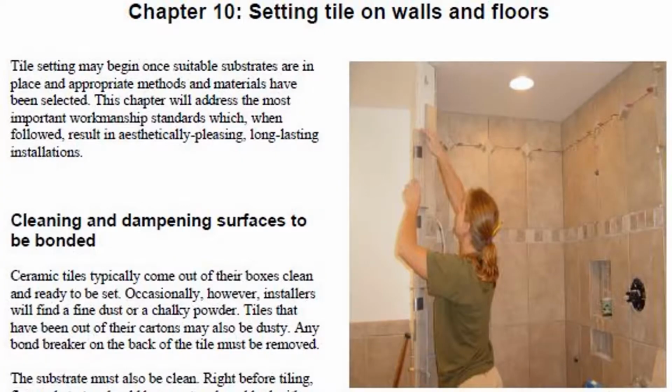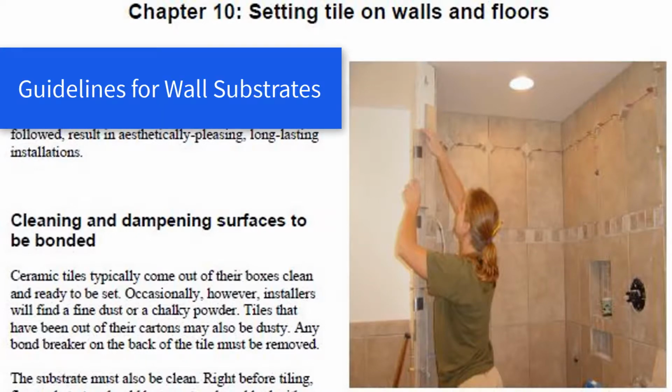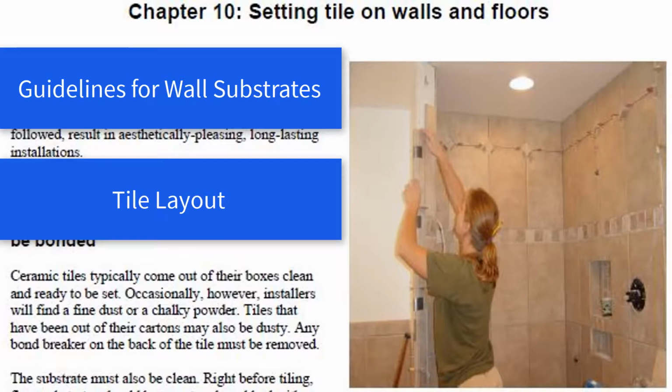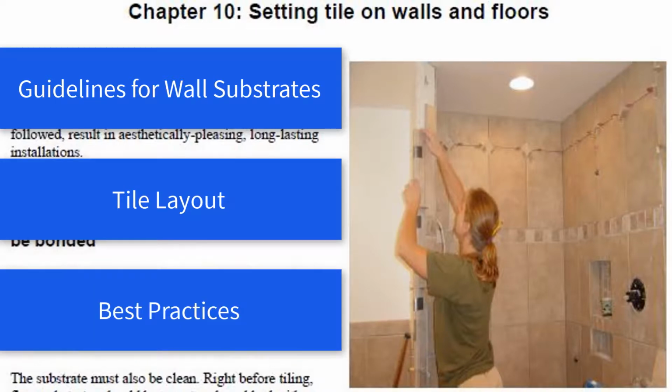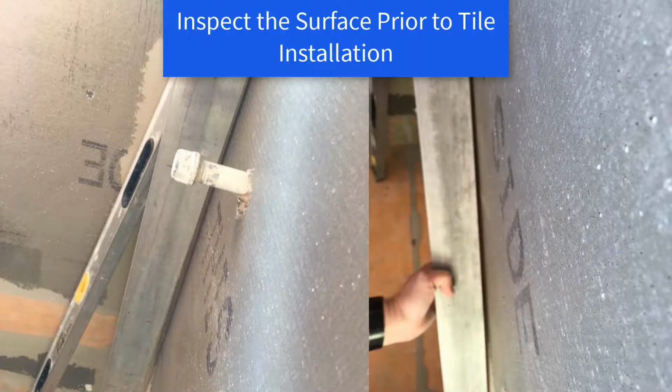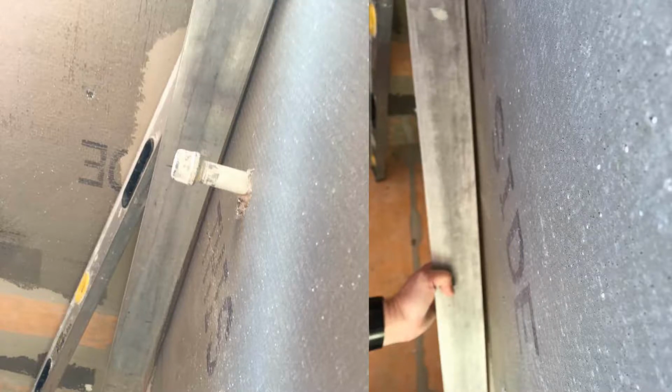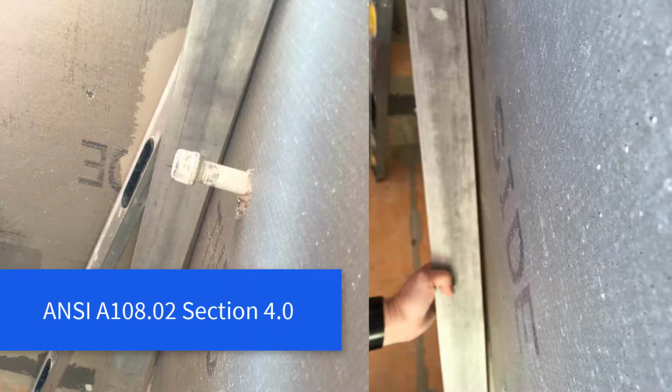In this module, you will learn about tile installation on walls. At the end of this course, you should know general guidelines for wall substrate prior to tile installation, tile layout, and best practices for tiling. Prior to the installation of tile on walls, the tile installer shall inspect the surface to determine that the walls meet ANSI A108.02, Section 4.